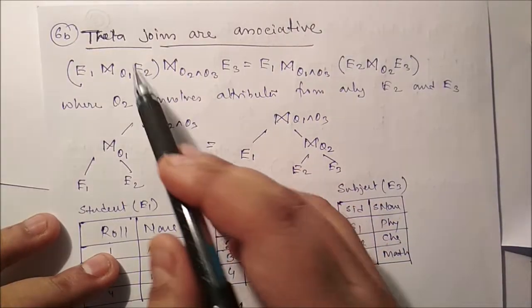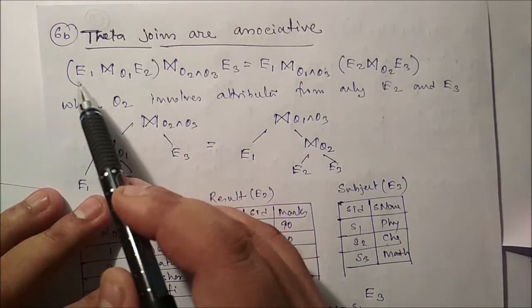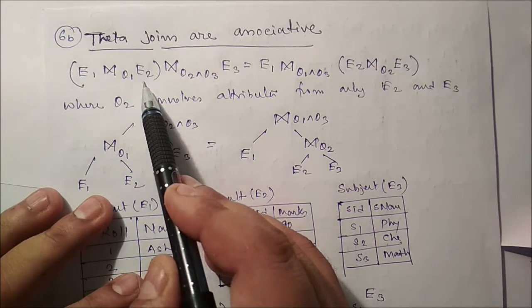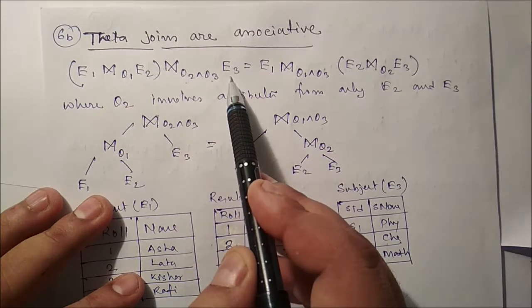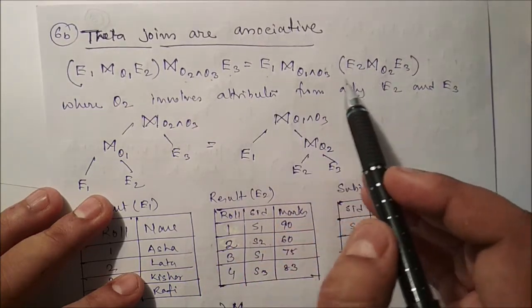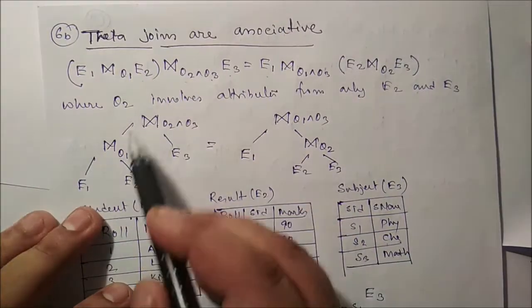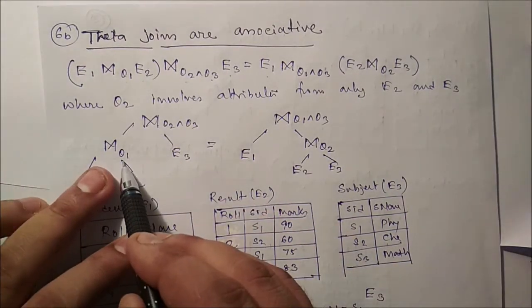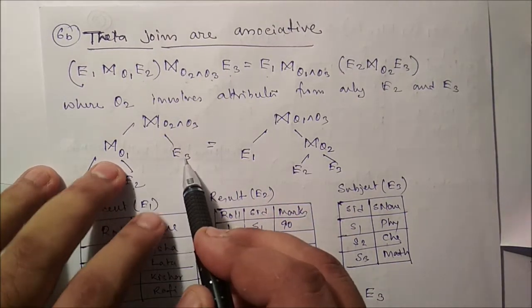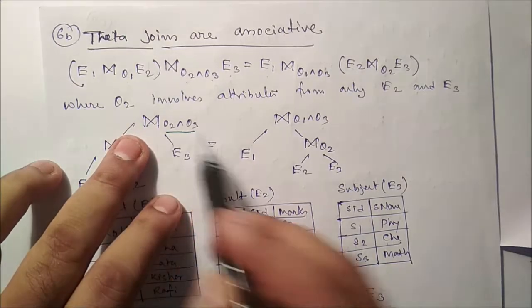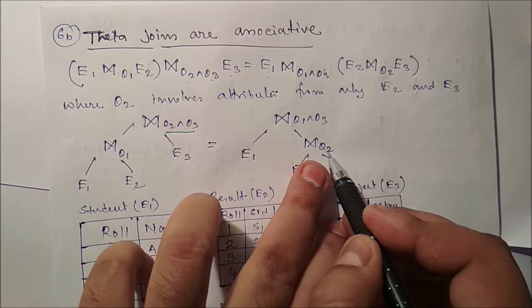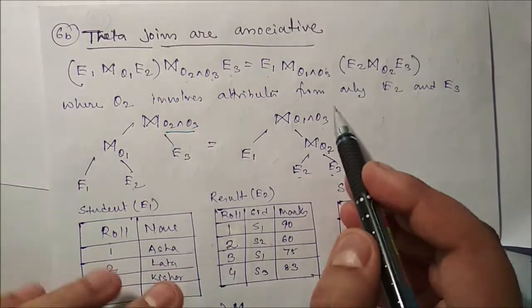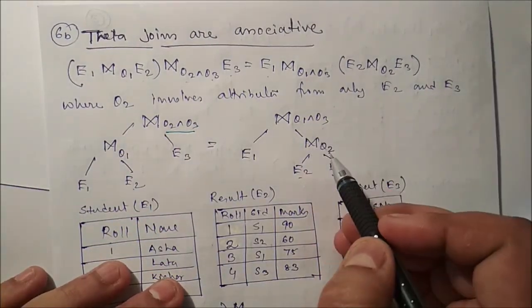Next is theta joins are associative. Let E1 theta 1 join E2, then theta 2 theta 3 join with E3. Here we first apply theta 1 on E1 with E2, then with E3 the condition is theta 2 and theta 3. In this other case, first apply theta 2, E2 with E3, because theta 2 involves attributes from only E2 and E3.